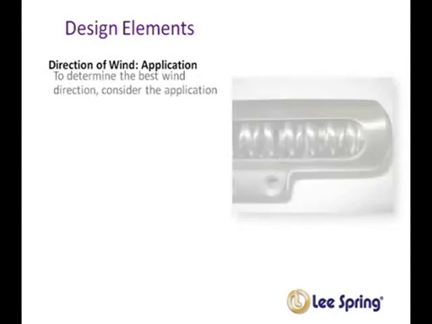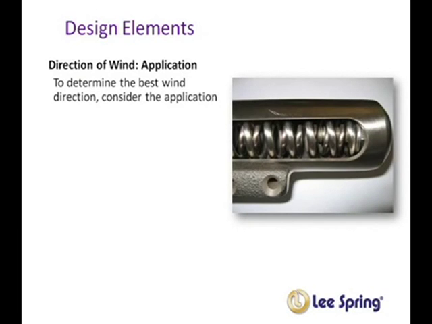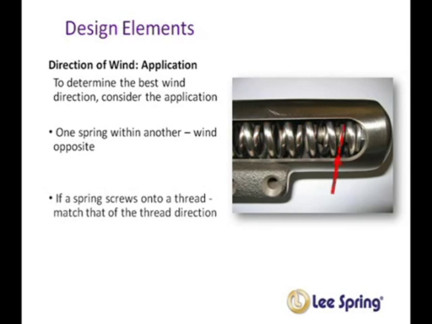To determine the best wind direction, consider the application. For example, coil wind is important when you have one spring working inside of another. To keep the springs from binding against one another, the wind of the inner spring and the outer spring should be in opposite directions. If a spring screws into a threaded component, match the direction of wind to the direction of threads.